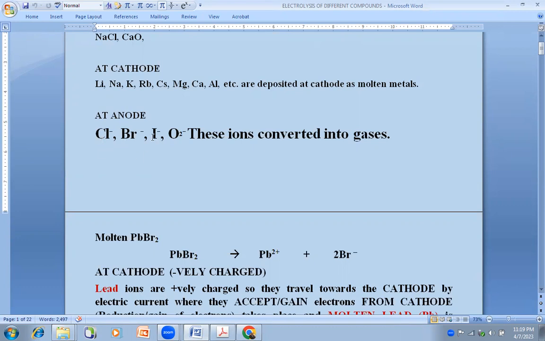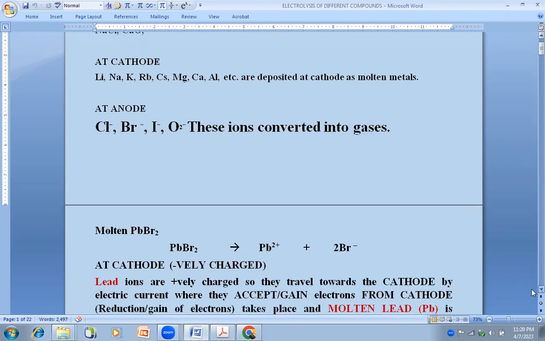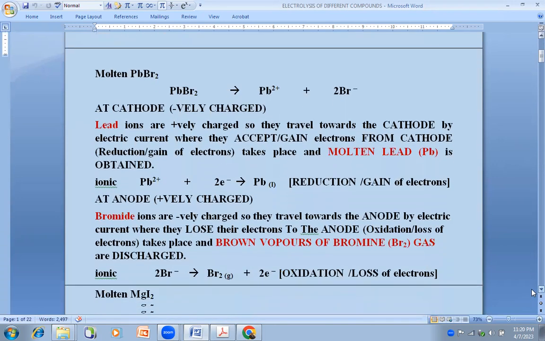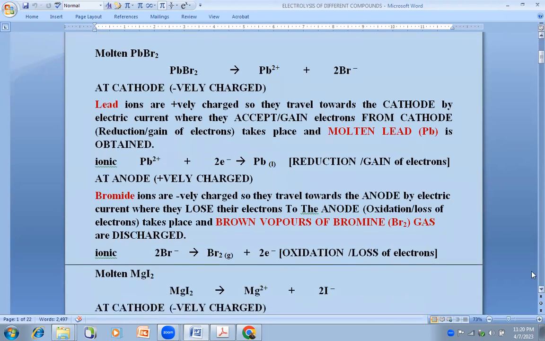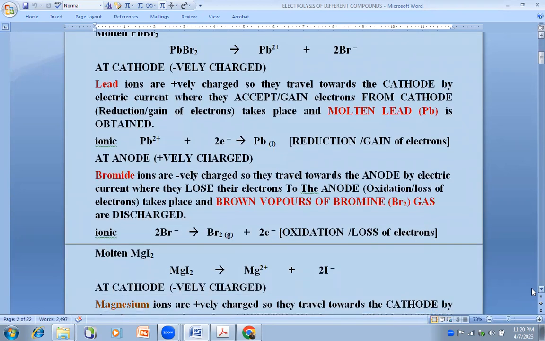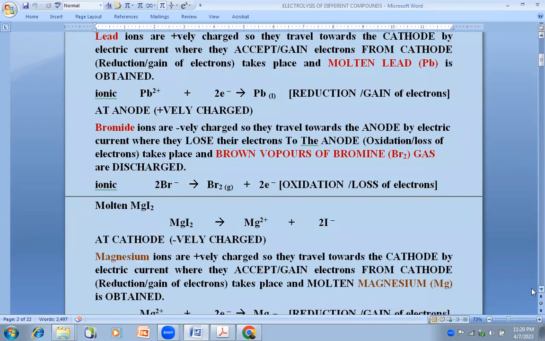In the form of iodine gas, this is purple color, and the oxide is colorless oxygen gas. Now, the first case we have discussed is lead bromide. Now we have to take one more example for understanding this topic clearly.